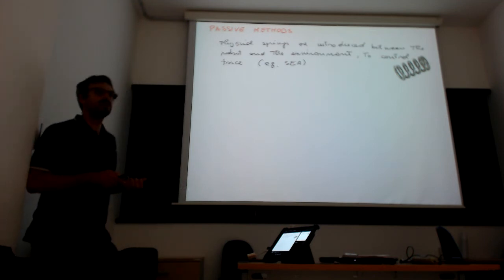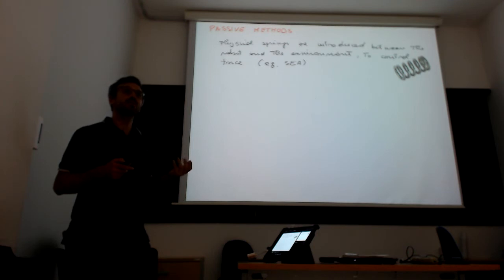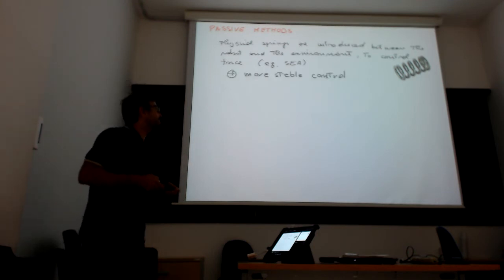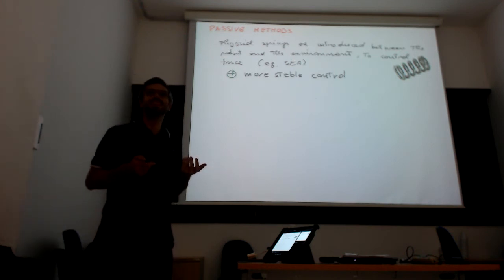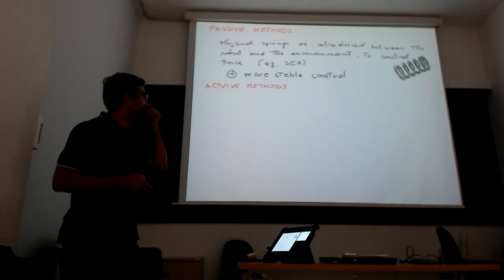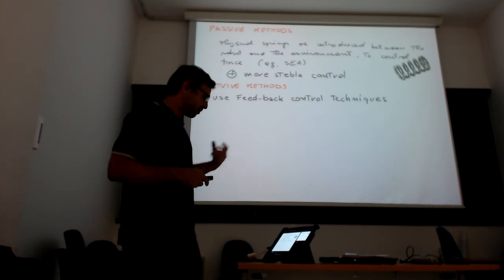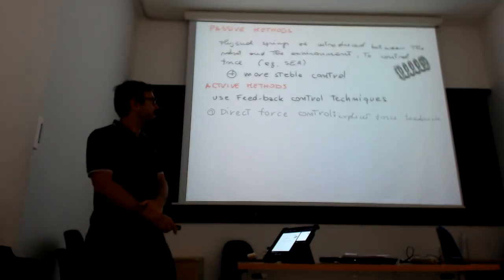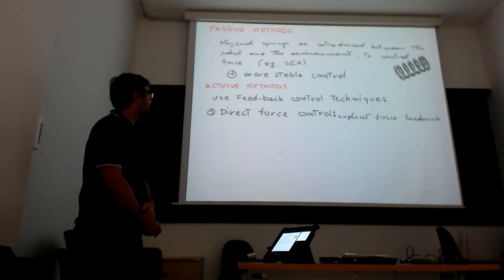The problem of this approach is that the compliance cannot be changed. You need to model it and it also becomes an uncontrollable dynamics. So you cannot really increase the force control bandwidth too much, because you have a limit due to the physical spring in the system. However, because it's a physical spring, it has no delay in applying this springiness, so it's more stable than an active method, where you use feedback control techniques to emulate virtual springs, virtual compliance at the end effector contact point.